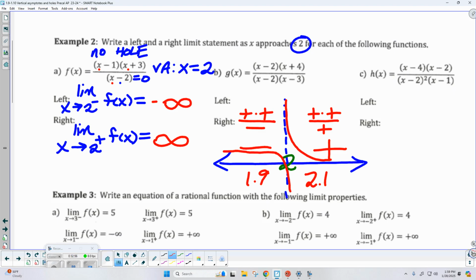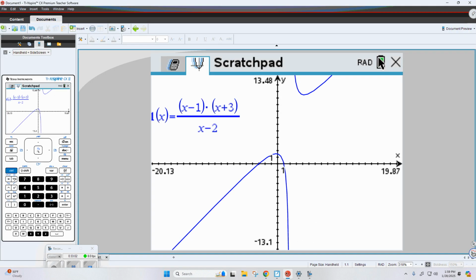Okay. In fact, I can even prove this to you. I've already got this function graphed in the calculator. So let me come on over here. Okay. This is the graph of x minus 1 times x plus 3 over x minus 2. It has a slant asymptote. But we're talking about the vertical. Let me show you the vertical right here. So here's x equals 2. And you'll notice it's curving up on the right. What's it doing on the left? It's curving down. See, that's what we're trying to figure out.